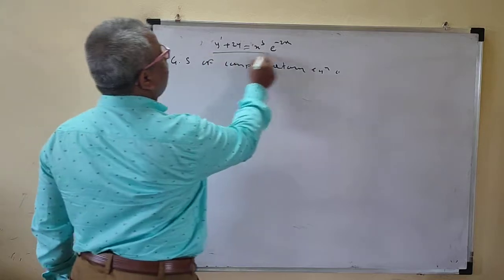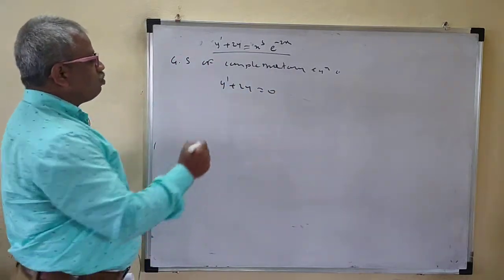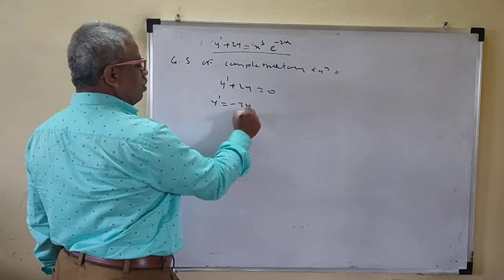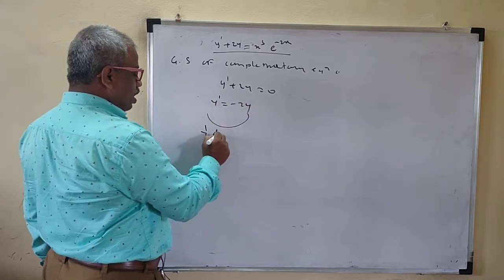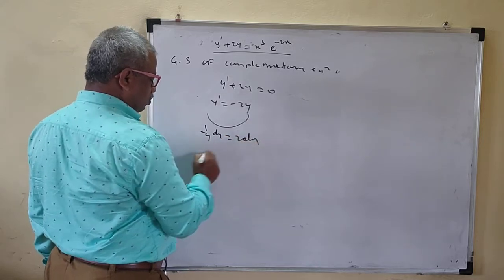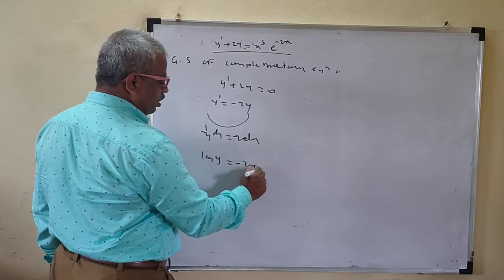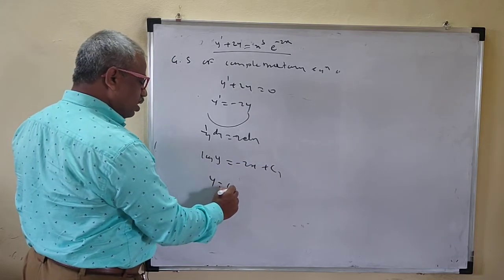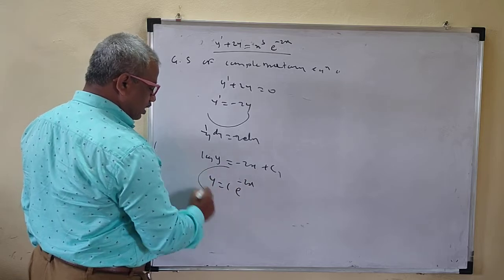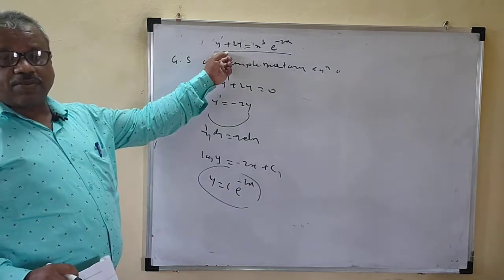So the complementary equation is what? y prime plus 2y is equal to 0. We have solved this. y prime is equal to minus 2y. y prime is dy by dx. So this is 1 by y dy is equal to minus 2 dx. So log y is equal to minus 2x plus c. So y is equal to c times e raised to minus 2x. This is the general solution of the complementary equation.